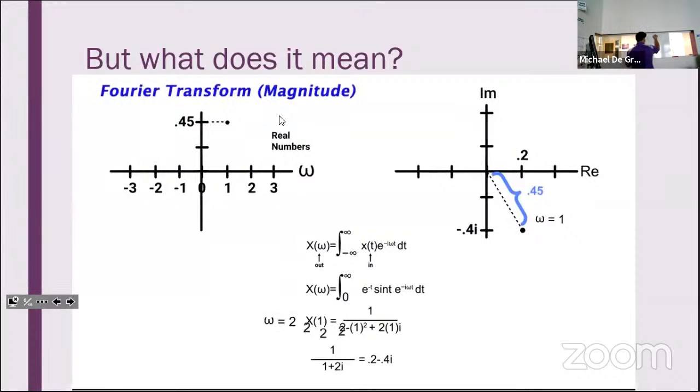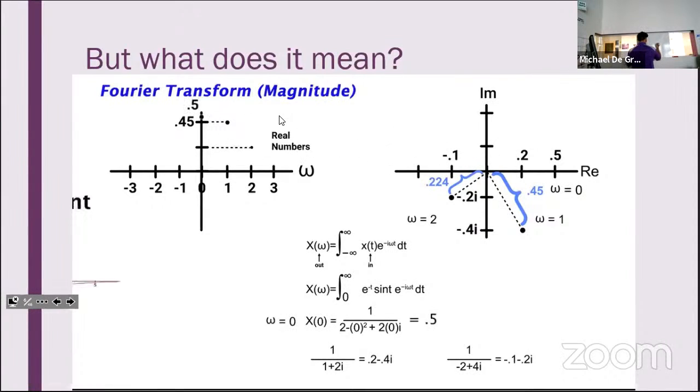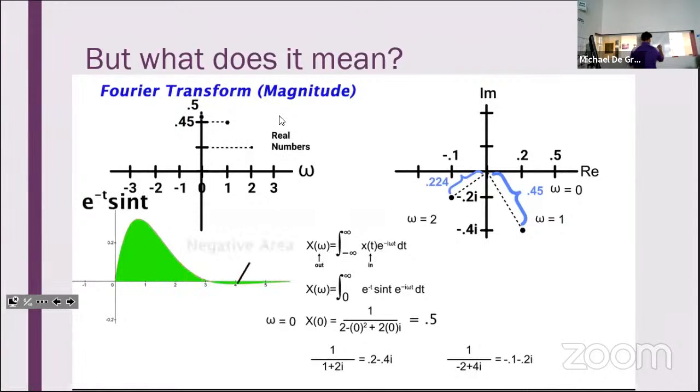Now for omega equals 2 as the input, we get out 1 over negative 2 plus 4i, which simplifies to negative 0.1 minus 0.2i, and that will also go on the output graph. The magnitude for this is roughly 0.224, and that will also go on the magnitude plot for omega equals 2. And lastly, I'll plug in omega equals 0, which outputs just 0.5, no imaginary component, and that will also go on the magnitude plot. Remember, that 0.5 is just the area under the curve of our original function. Well, accounting for the fact that areas below the x-axis are negative.